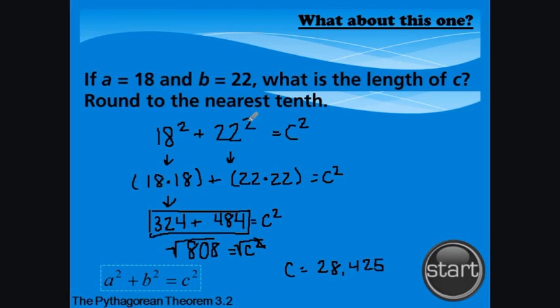but we're asked to round to the nearest tenths place, which is right here. So we're going to look at the value after our tenths place to tell us if we're going to round up or round down. And being that it's a 2, we're going to stay the same. So C is equal to 28.4. And there you have it.